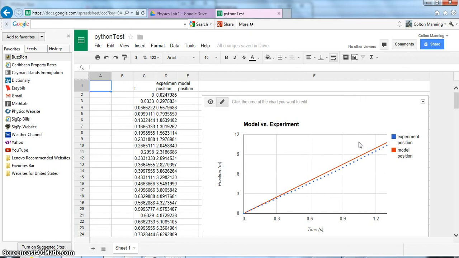But even though we say that the net force is equal to 0, we do create a pretty much identical line between the model position and the experimental position that shows a pretty solid model of what we are looking at, an object at constant velocity.